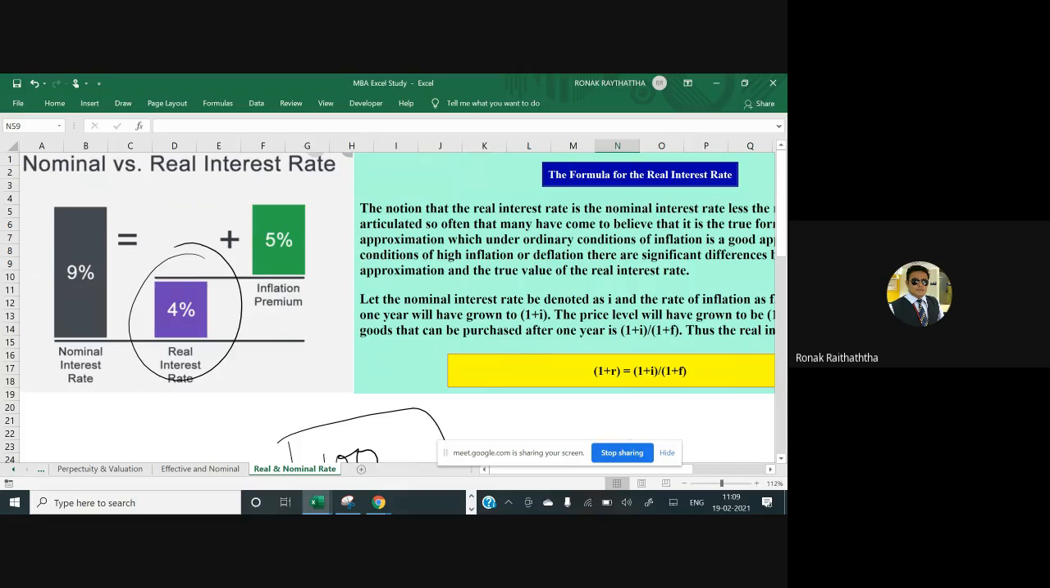But since people do not understand much about compounding, especially laymen who do not have much interface with finance, that's why we just reduce the inflation rate from the nominal rate. So effectively, if you have a 9% nominal rate, just reduce the inflation premium, and the real interest rate comes around 4%. Now it has been published by the World Bank as well, and the International Monetary Fund as well.